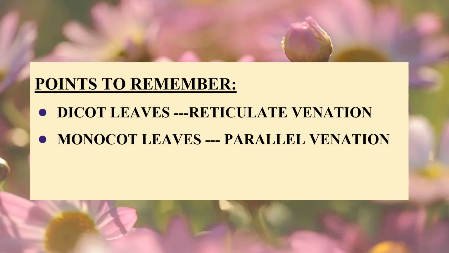What do you mean by reticulate and parallel venation? Students, the network formed by the veins and veinlets in the lamina is the venation that we know, and reticulate venation is when these veins and veinlets form a crisscross structure in the lamina. Whereas parallel venation is the venation in which veins are parallel to the midrib.